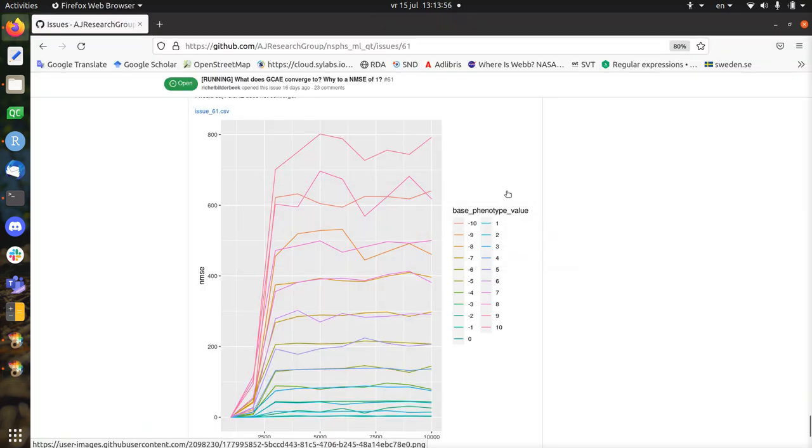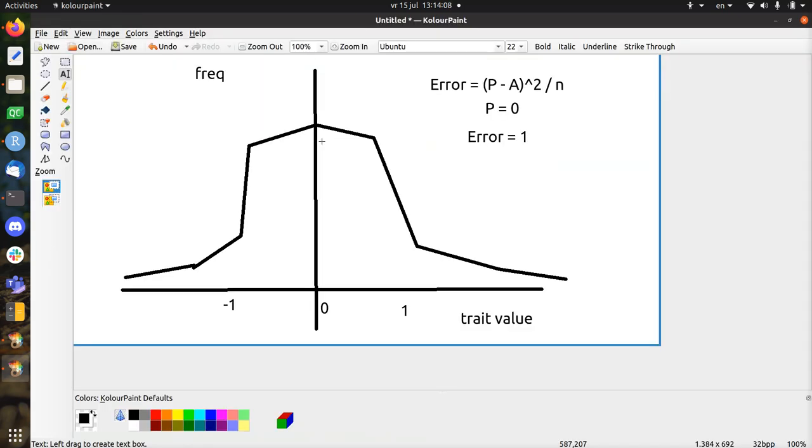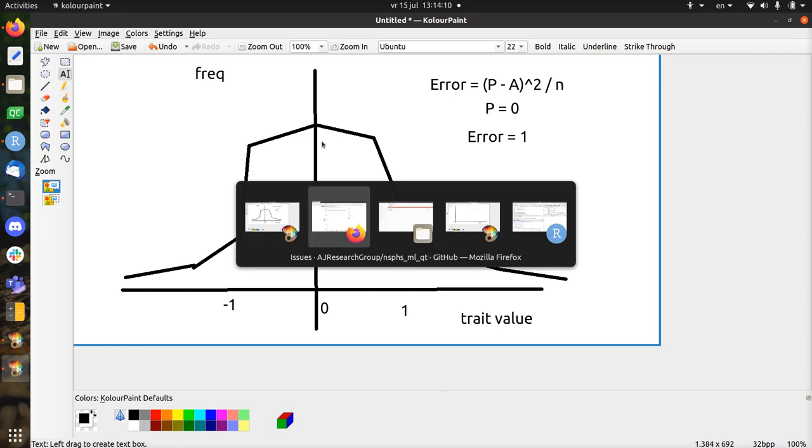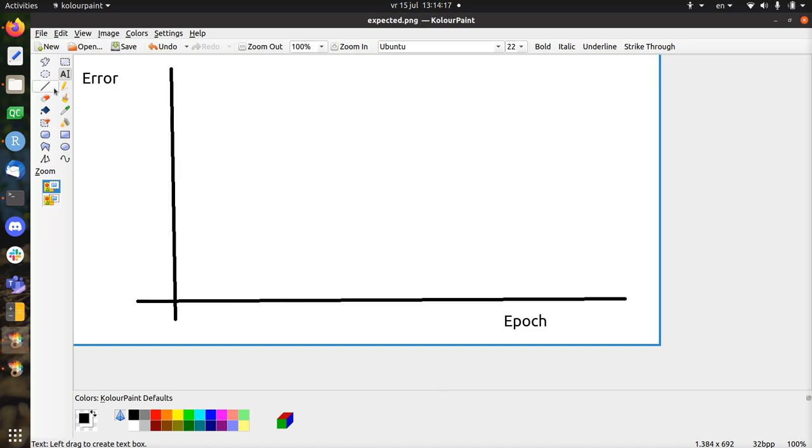And that got me thinking, all right. So if my data is normally distributed, and the mean squared error, if you use the trait values, is 1, then what would happen if I would change the range of trait values? That's what I'll discuss here.